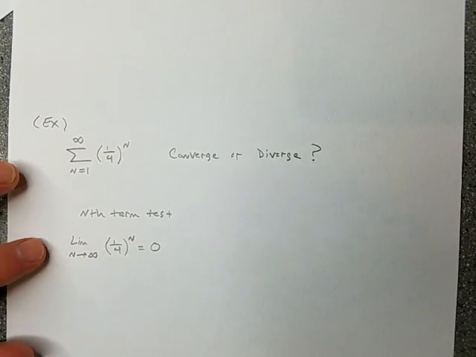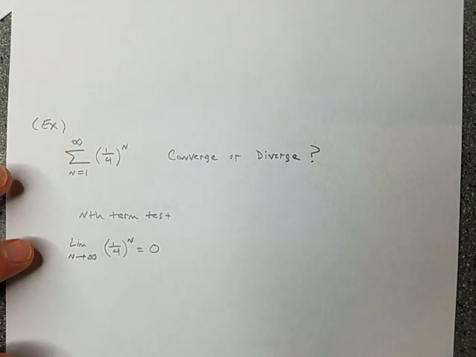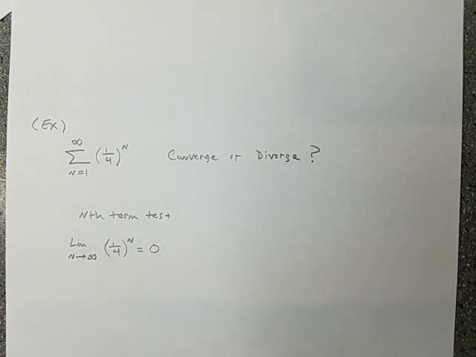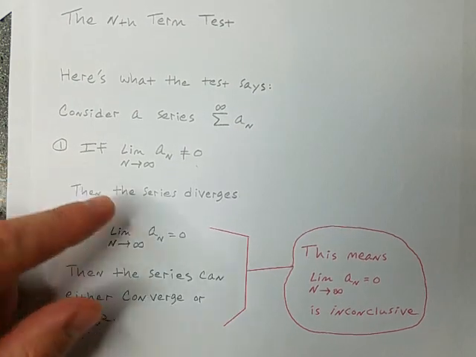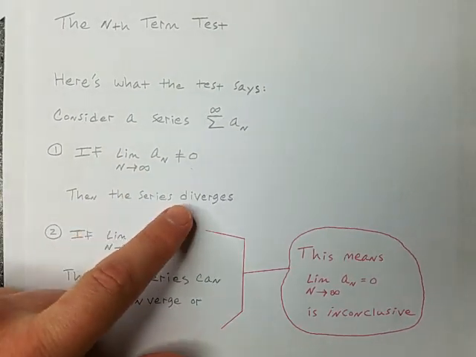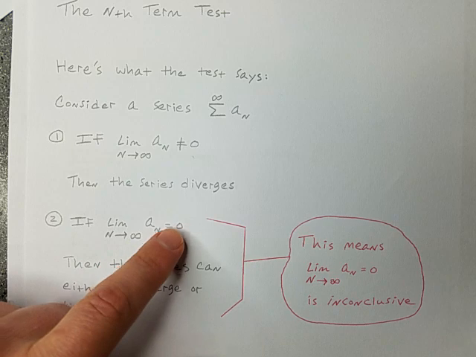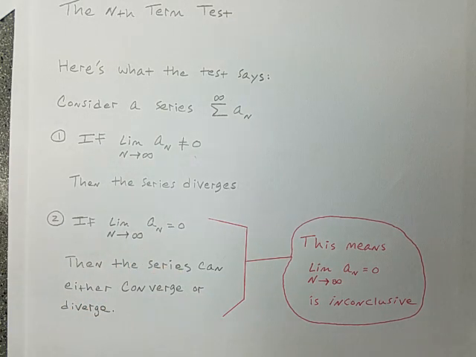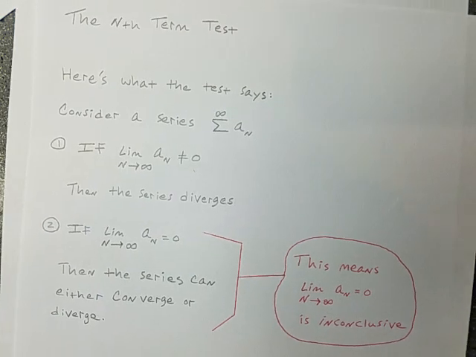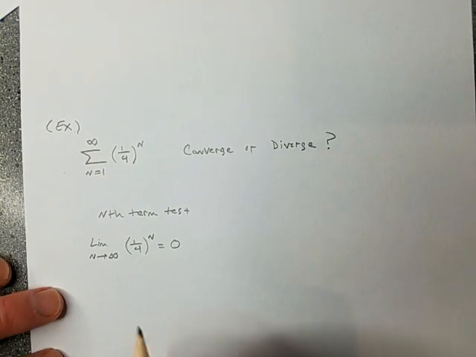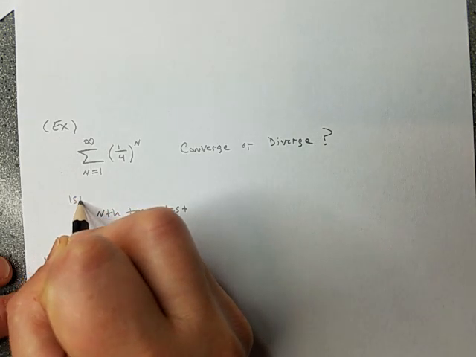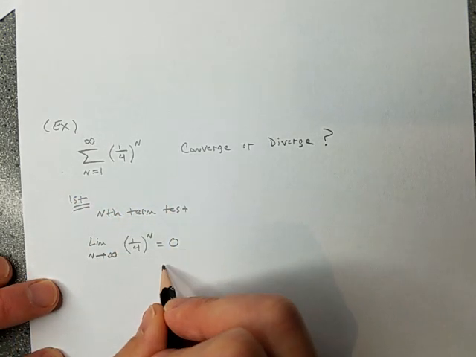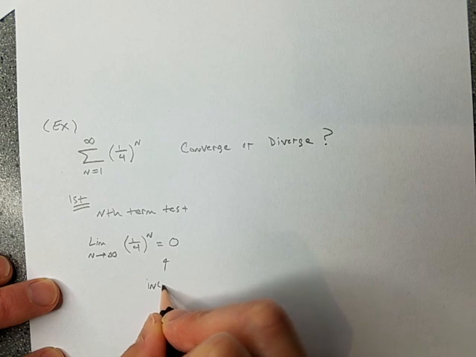What can we conclude from the nth term test based on that? Well, let's see, what did the nth term test say from the beginning? The nth term test says this: if that limit is not 0, the series definitively diverges. If the limit is 0, the series can go either way, meaning it doesn't tell you anything. This is inconclusive. All right, so let's say that we tried this first, and we get that, and we say, oh, it's inconclusive.